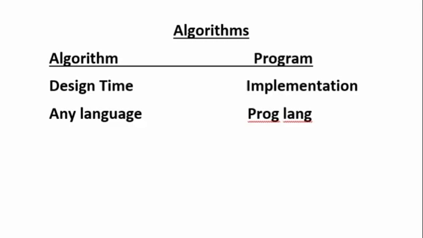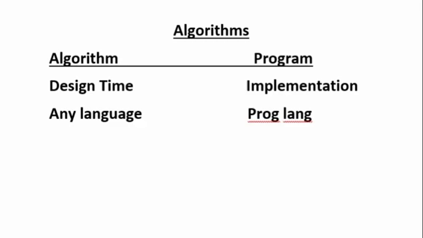Then if I talk about the programming language of the program or code, you can use any programming language. That can be C, C++, Java, Python, any language, whichever language you have the best knowledge of. You can write the program in that language.